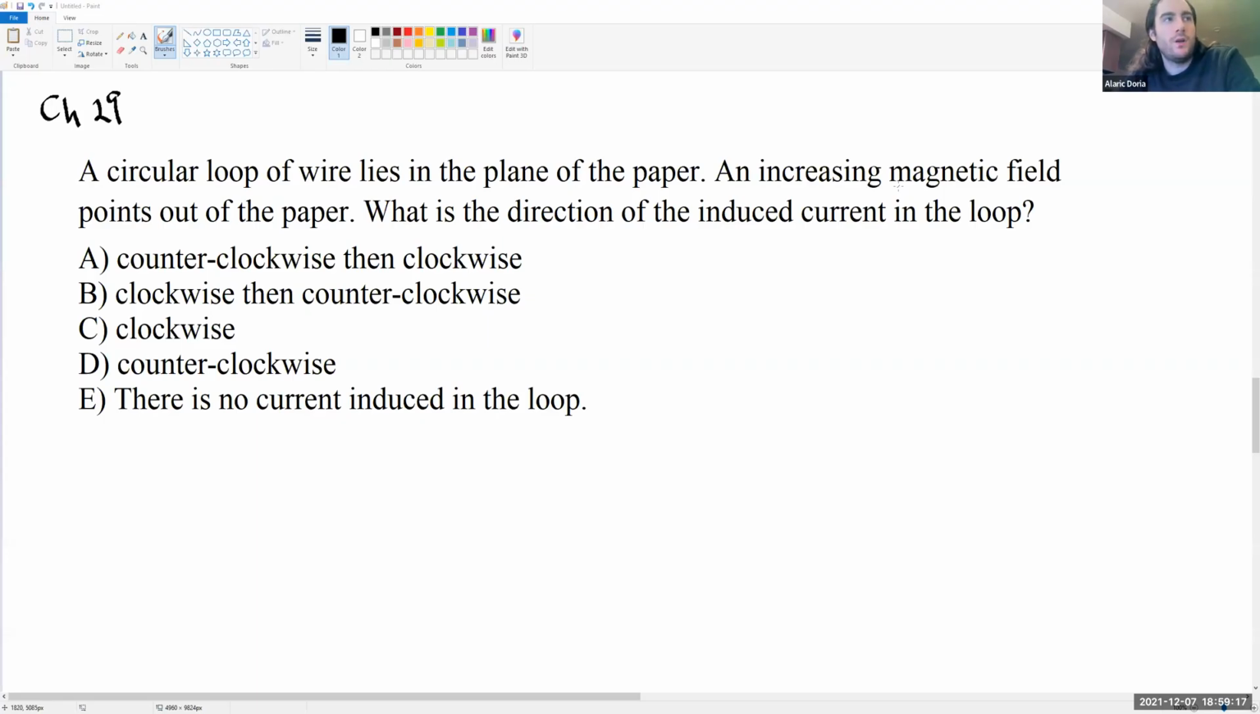All right, we're here with a question out of chapter 29 now. A circular loop of wire lies in the plane of the paper. An increasing magnetic field points out of the paper. What is the direction of the induced current in the loop? A, counterclockwise, then clockwise. B, clockwise, then counterclockwise. C, clockwise. D, counterclockwise. And E, there is no current induced in the loop.